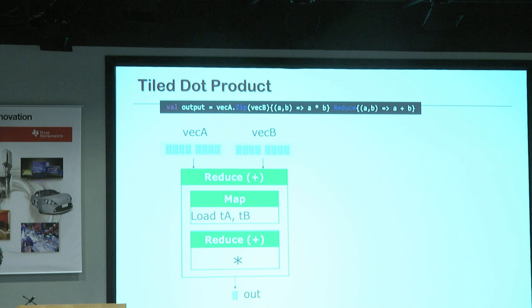Let me give you an example of what Spatial looks like. So suppose you wanted to do a dot product. Everybody knows that the dot product is the core of machine learning, right? That's all we do all day long is dot products. So here's the dot product represented in parallel patterns. So it's you zip two vectors together. A zip, remember, is a multi-input map. And then you reduce, right? Okay, very simple.